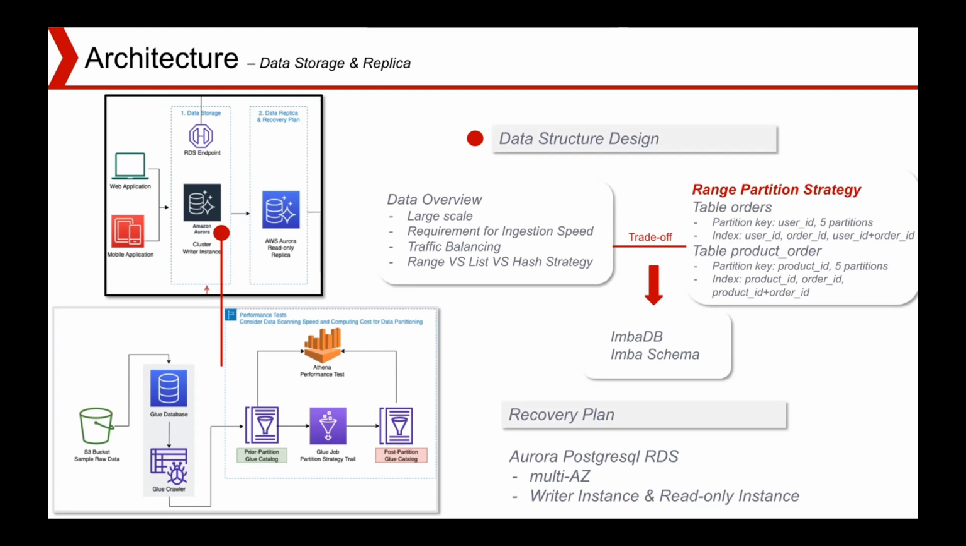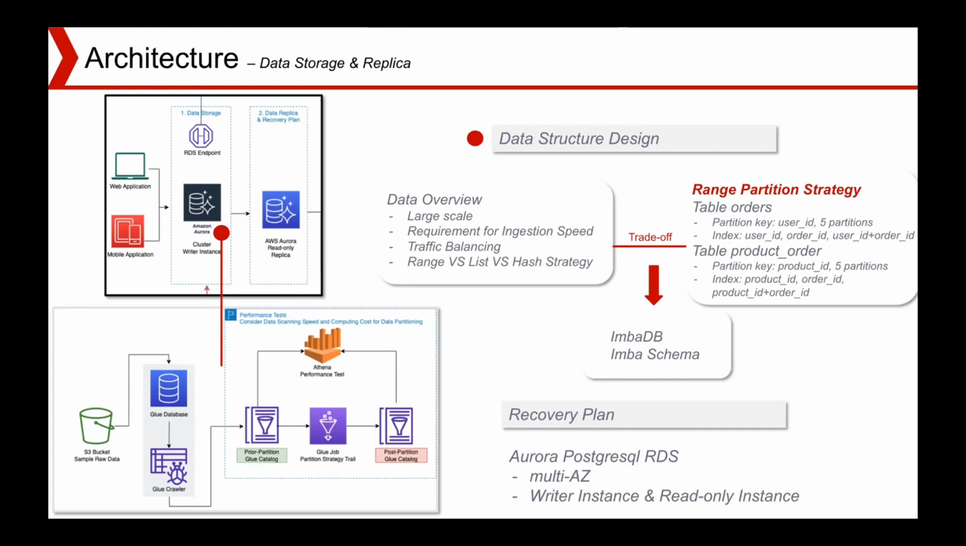So for our orders table, we choose user ID as our partition key and it will divide the whole data into 5 partitions. The reason why we choose user ID as our partition key is because when we choose user ID, the whole database is distributed in a less skewed mode versus all the other partition keys.